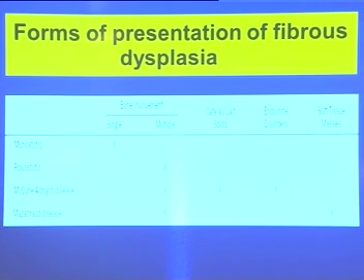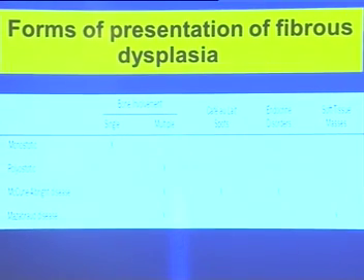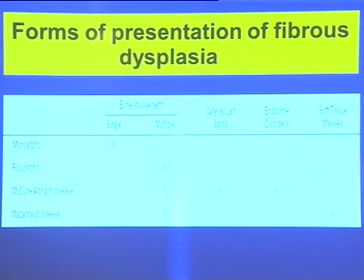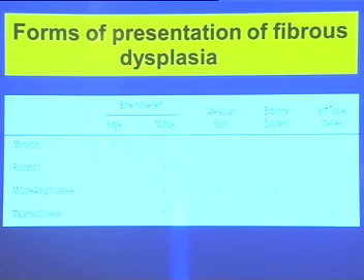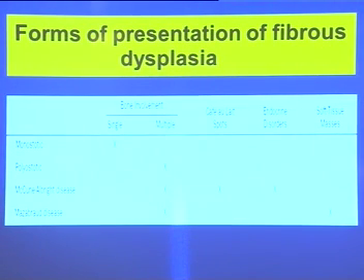Monostotic is a single bone involvement. Nothing else is present here. Polyostotic, you can have multiple involvement, but the McCune-Albright disease or Albright syndrome as it is known is multiple bone involvement, usually one-sided, associated with cafe au lait spots or coast of Maine type of pigmentation in the body, brownish pigmentation, which is irregular, and there can be endocrine disorders like hypoparathyroidism, hyperthyroidism, etc.